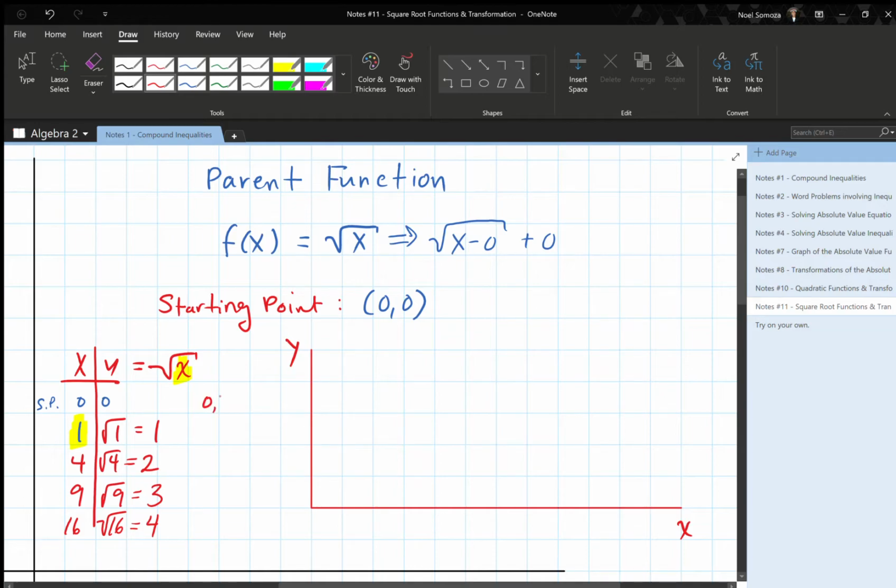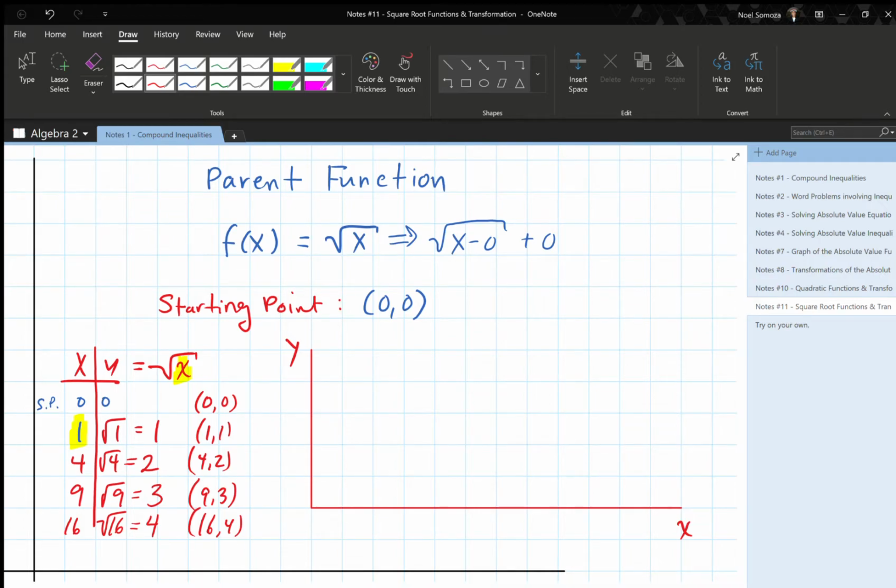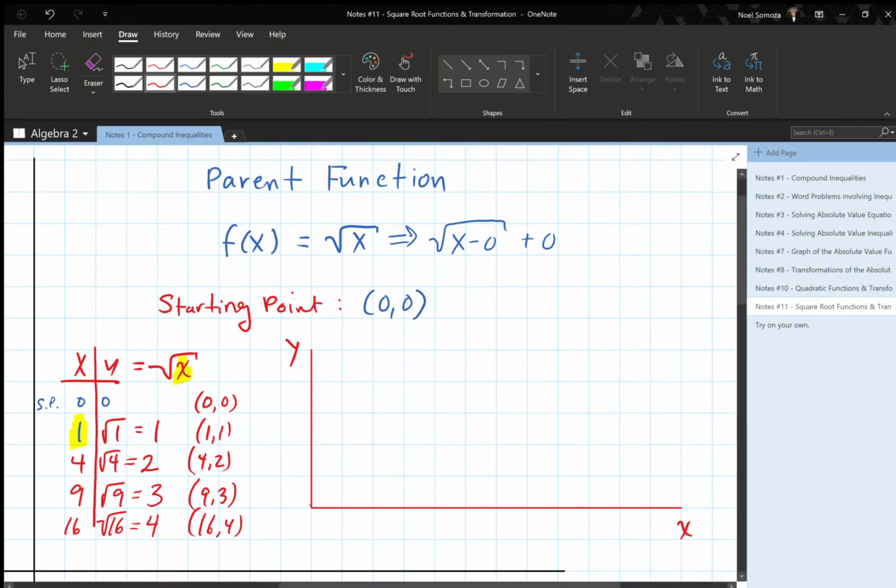These are all of my points: (0, 0), (1, 1), (4, 2), (9, 3), and (16, 4). Okay. So I only drew the positive xy axis here because I don't need any numbers on the left side. So I start here at my origin (0, 0). And let's plot everything else. (1, 1), (4, 2), and (9, 3). Okay, I'm not going to plot (16, 4) because I don't have the space.